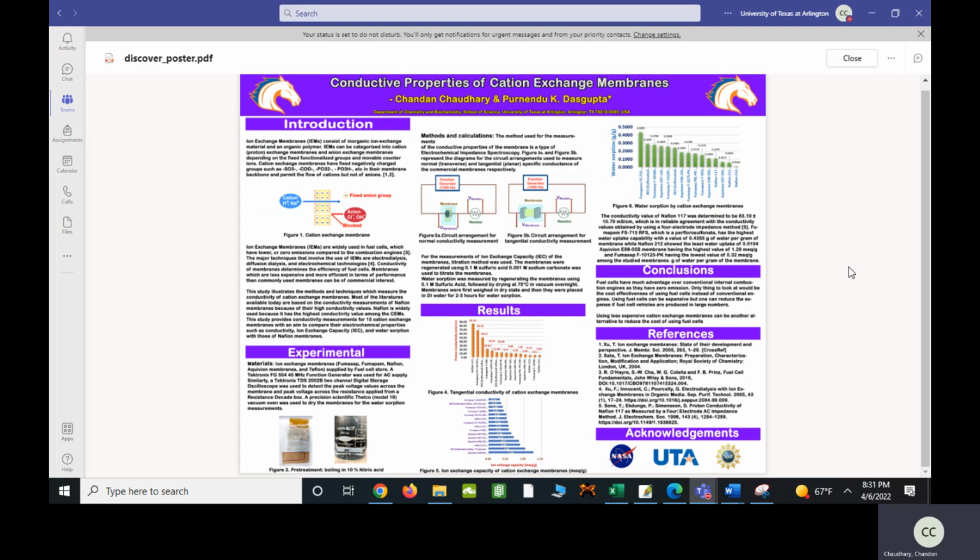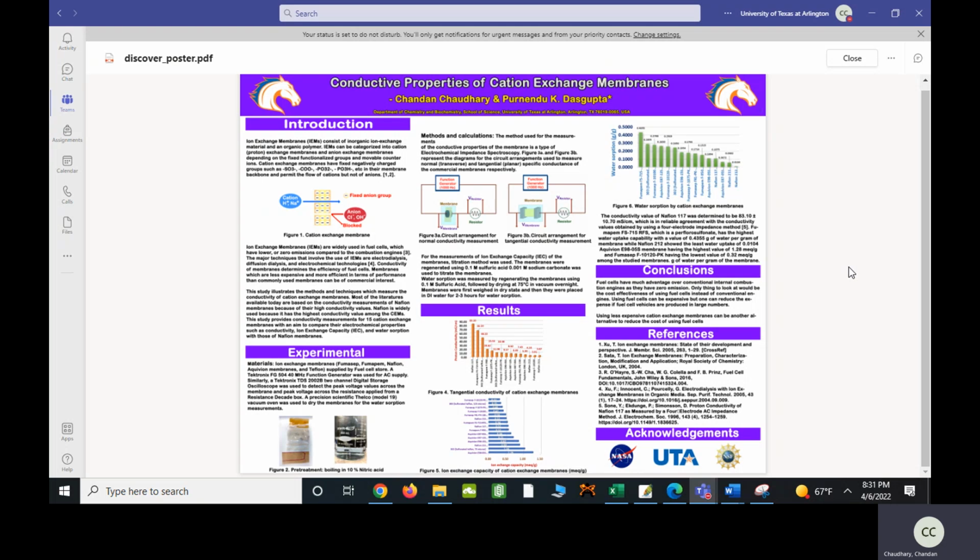Since cation exchange membranes are capable of transporting cations between the electrodes, they are widely used in several electrochemical processes such as redox flow batteries, water electrolysis, fuel cells, etc. These commercial membranes are mostly used in fuel cells. The conductivity of these membranes has a significant role in the efficiency of fuel cells. These fuel cells have lower or even zero emission compared to that of combustion engines.